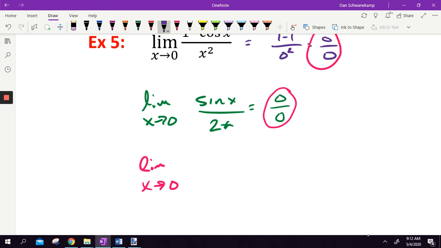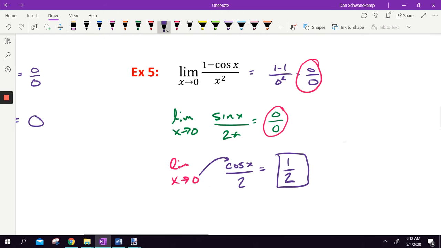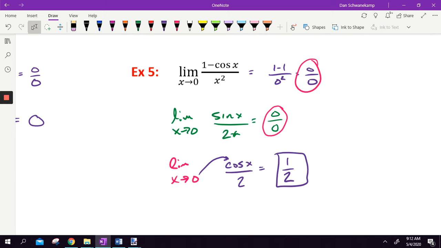And so I'm going to take the derivative of sine. Well, what's the derivative of sine? That's cosine. The derivative of 2x is 2. So I just found basically the second derivative. I'm going to plug in 0. So cosine of 0 is 1 over 2. A little bit different, but that is my answer here. Okay, my answer is 1/2.